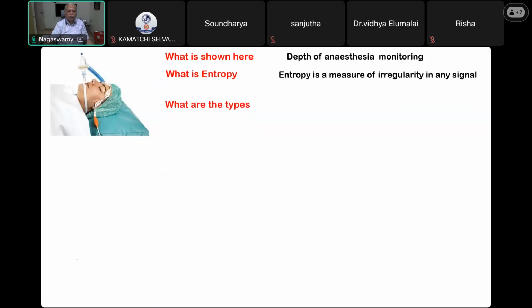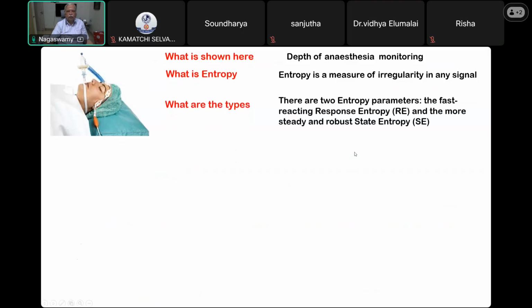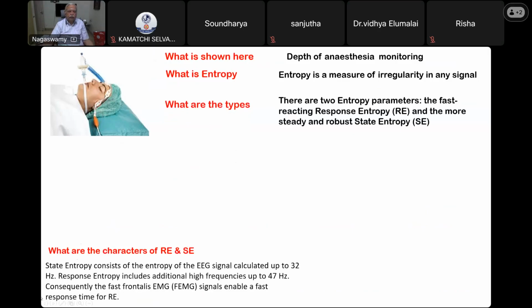What are the types of entropy? SE and RE, state entropy and response entropy. There are two types of parameters: the fast-reacting response entropy and the more steady, robust state entropy. So what are the characters of both? State entropy consists of entropy of EEG signals calculated up to 32 Hertz, whereas response entropy includes additional high frequencies up to 47 Hertz. Consequently, fast frontal EMG signals enable a fast response in response entropy.